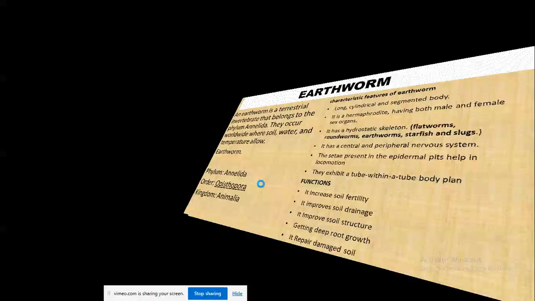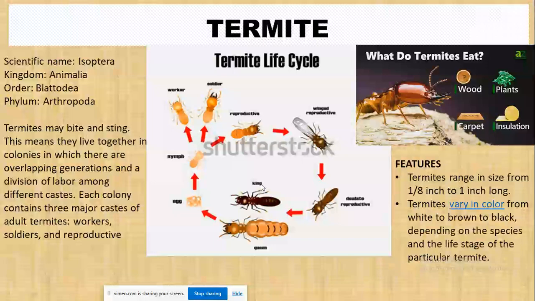Okay, now let's look at the termite. This is what we call termite. The scientific name of termite is what we call Isoptera. So it belongs to the kingdom Animalia. So termites may bite and they can also stink. Okay, so they live together in colonies in which there are overlapping generations, and they have division of labor among themselves, where we have workers, soldiers, and those that are reproducing. Okay, then we also have the life cycle of termites, as you can see on your screen.